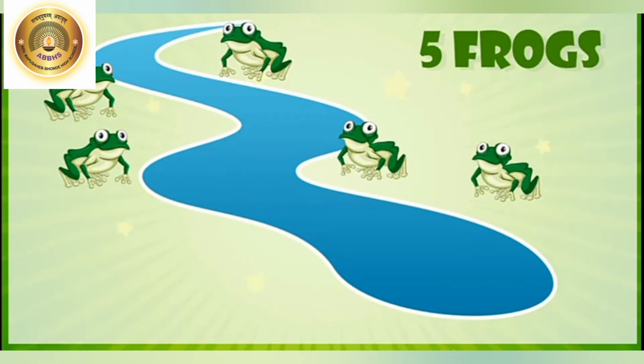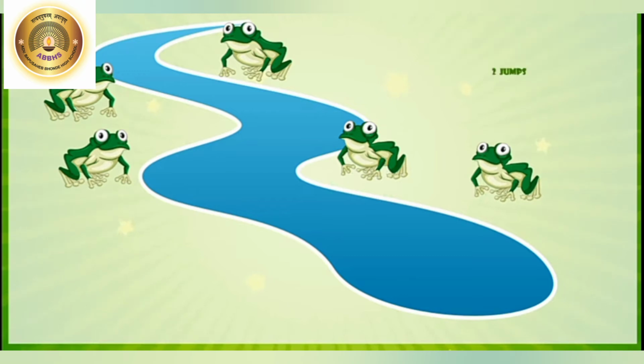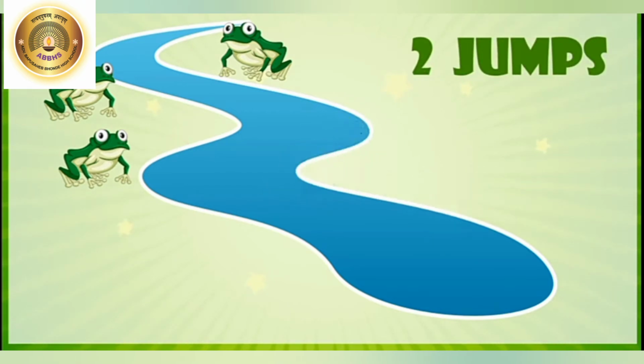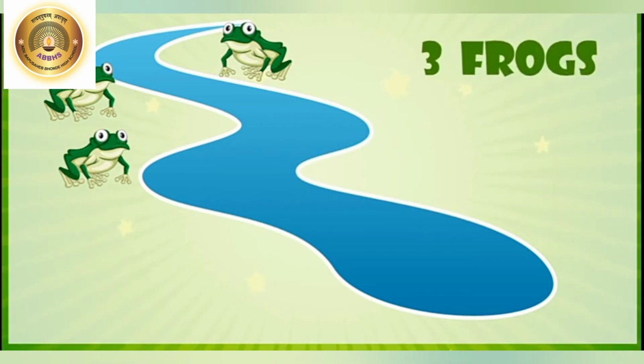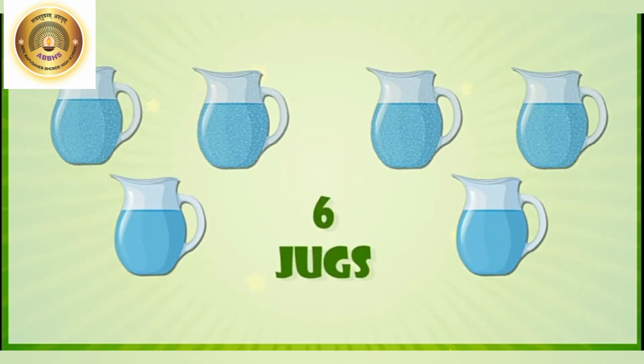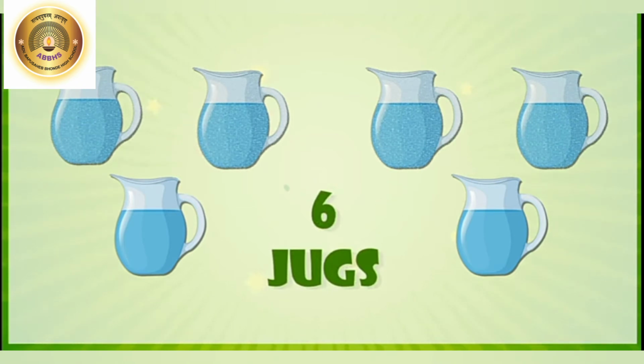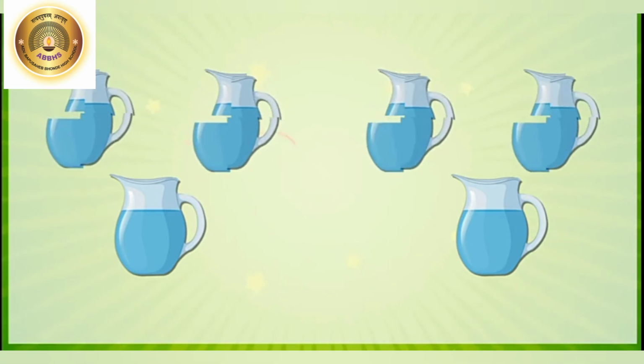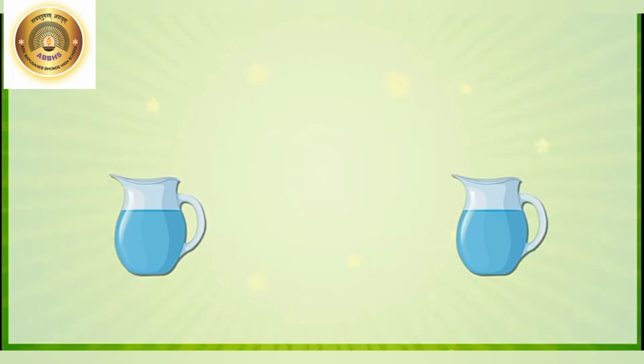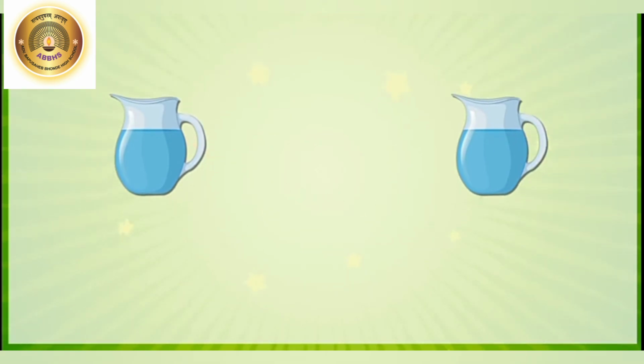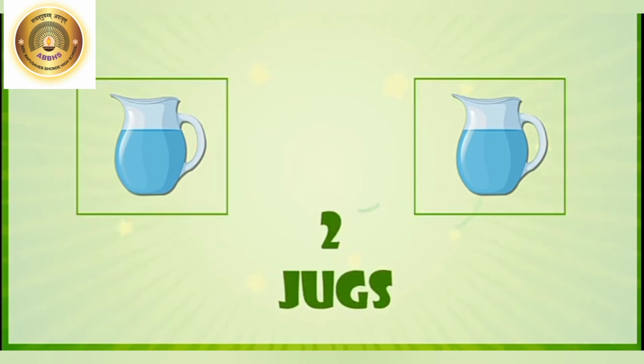There are 5 frogs. If 2 jump in the pond, we have 3 frogs left behind. There are 6 jugs. If 4 jugs break, we have 2 jugs left with us. Now we'll see the next example. What is it?